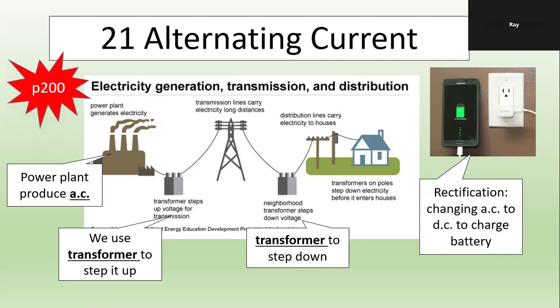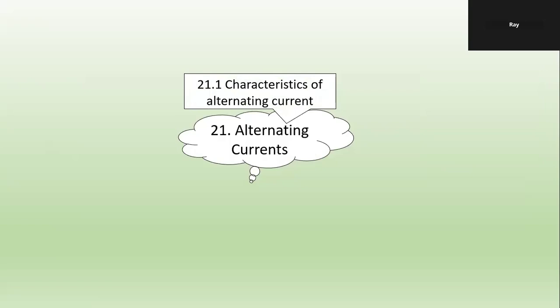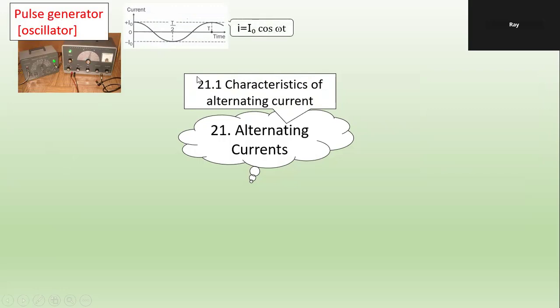Page 200. But we're going to cover the characteristics of alternating current. There's the alternating current, there's an analog low voltage source, or power generator or oscillator. That's how you represent the current.